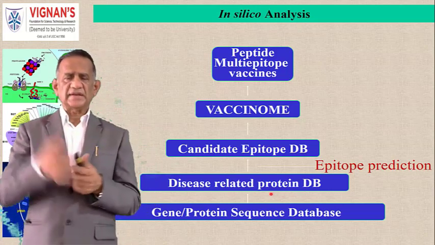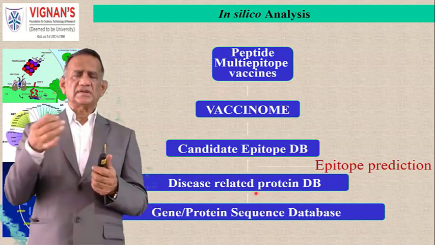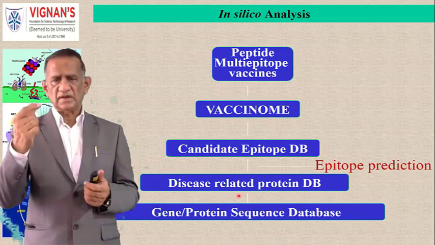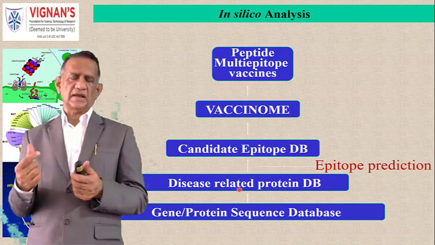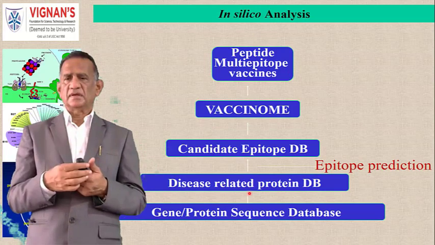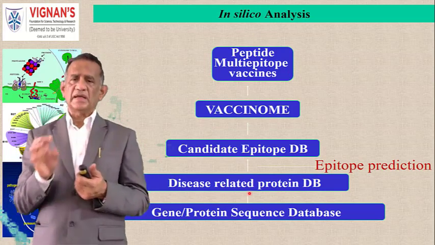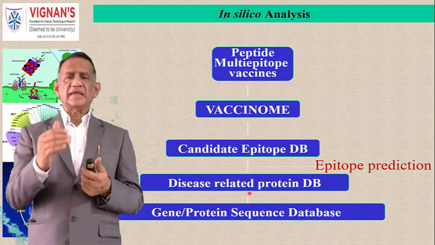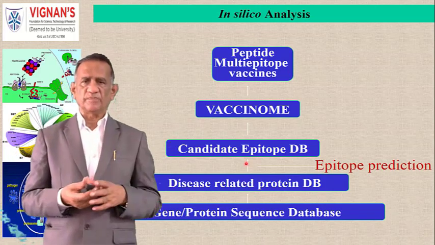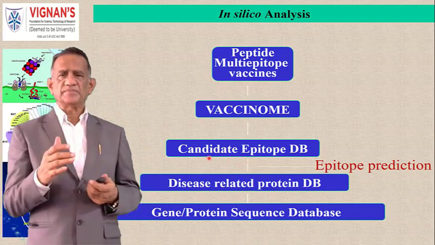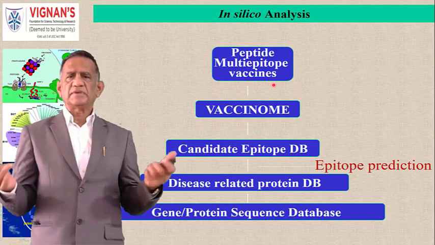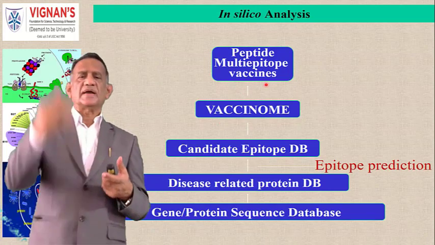The spike protein attaches to the angiotensin converting enzyme. That is the one which allows entry into the human lung epithelial cells. So this is the related protein you have to select. That needs to be blocked by our immunoglobulins. Now, after having taken the disease-related protein, it involves epitope prediction, as we have seen in the video. Now, we have to look at the candidate epitope database, then the vaccinome, then peptide and multi-epitope vaccines we have to make. That's what in silico analysis is.